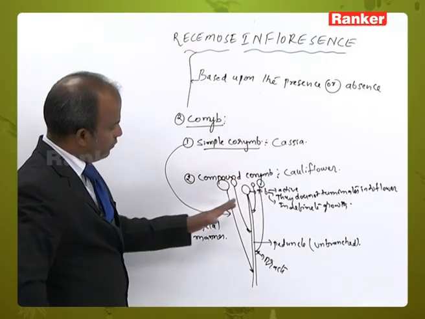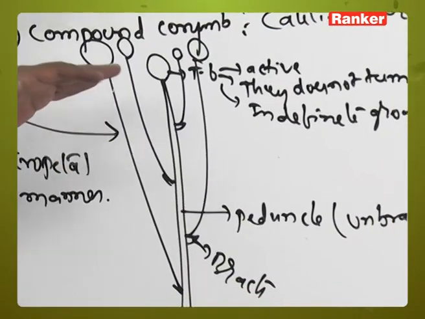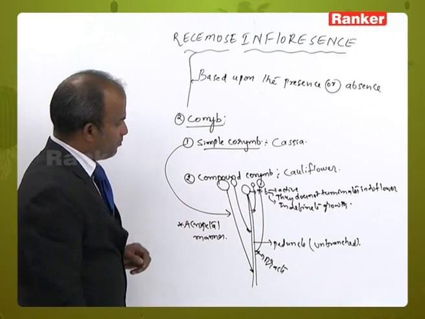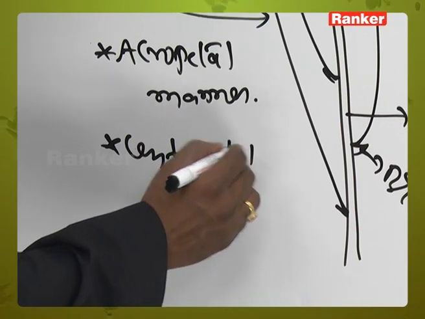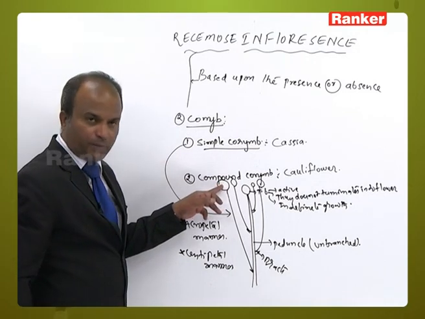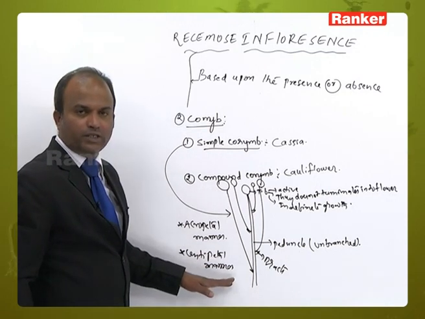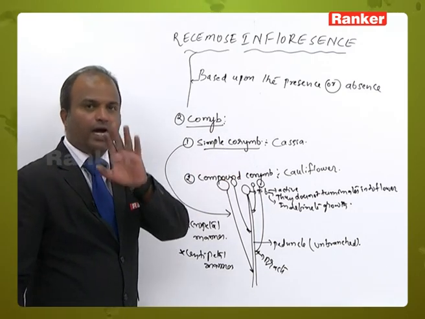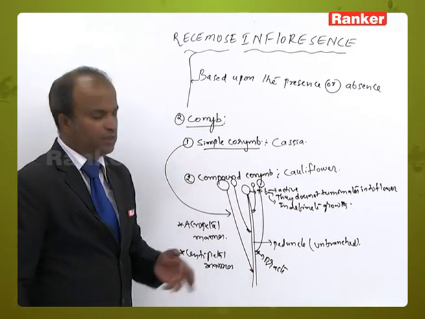But if we look at this inflorescence, are the flowers arranged in acropetal manner or centripetal manner? The flowers are arranged in centripetal manner. What is meant by centripetal manner? Older flowers are present towards the periphery and younger flowers are present towards the center. But according to this simple corymb, flowers are arranged only in acropetal manner, because older flowers are present towards the base and younger flowers are present towards the apex.